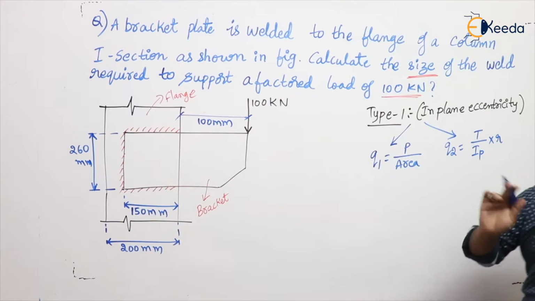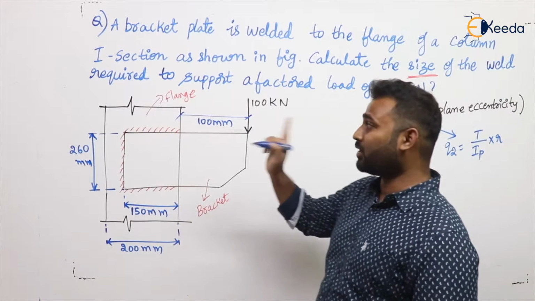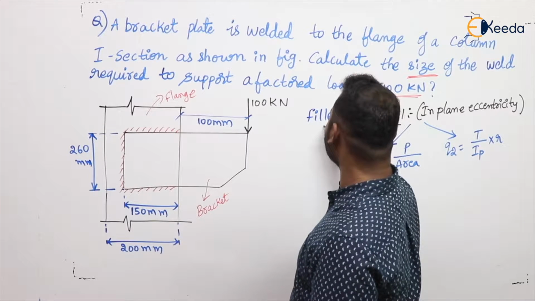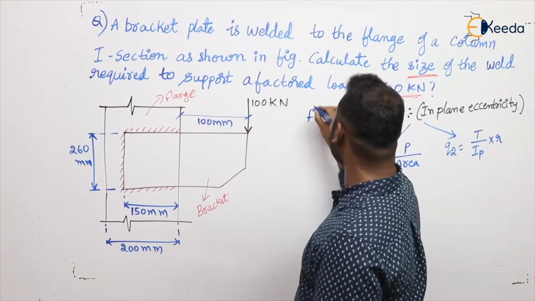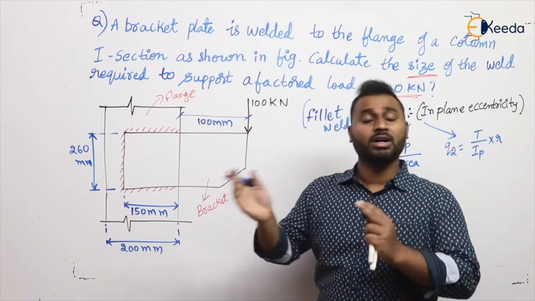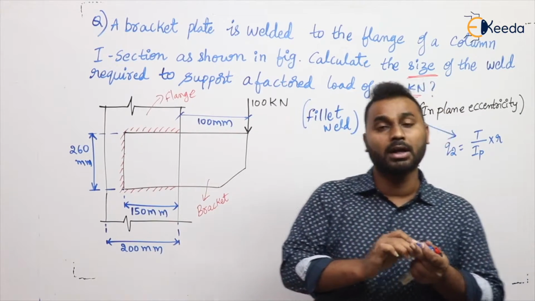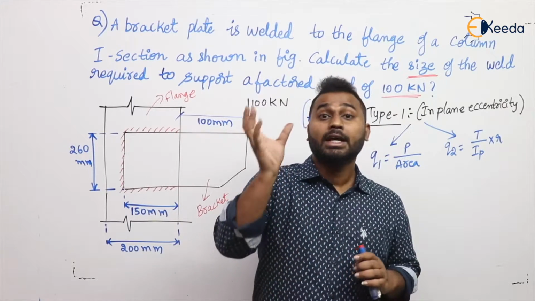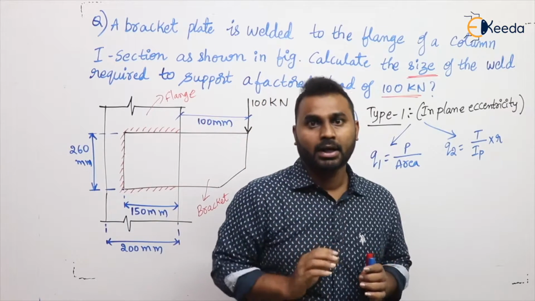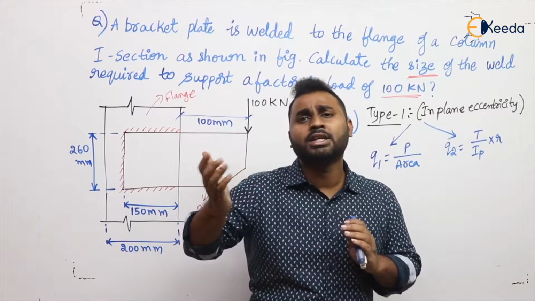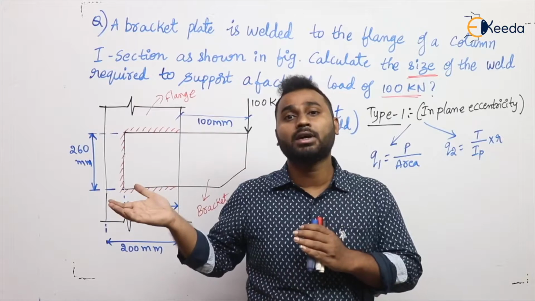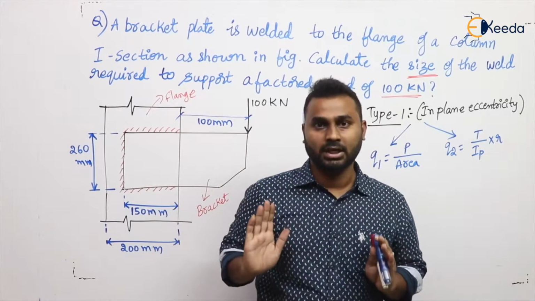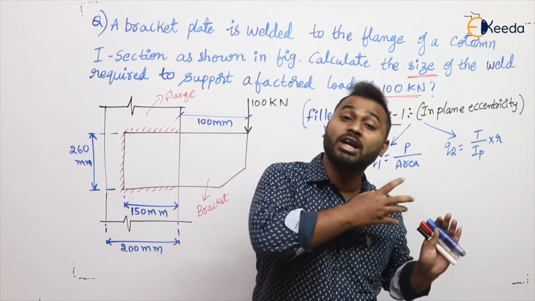And which type of weld are we going to use here? For type 1, we always use fillet weld. But for type 2, we can use either butt weld or fillet weld. And one more point I want to make clear: in welded connections, in 80 percent of cases we use fillet weld, only in 10 to 15 percent of cases we use butt weld, and in the rest of the cases we use either plug or slot welds. It means fillet weld is most widely used.